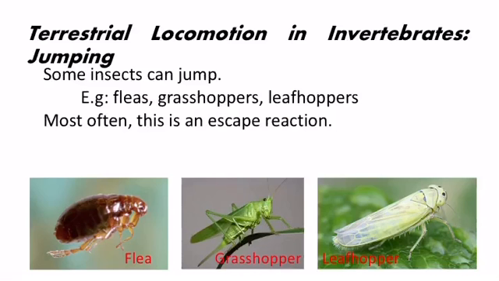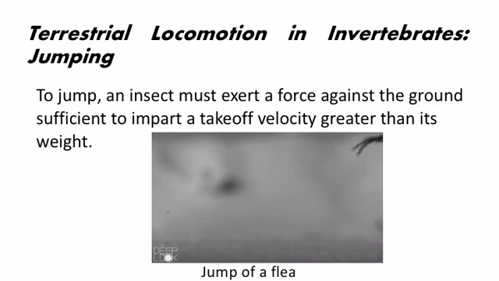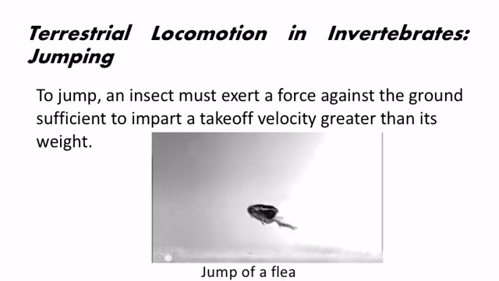Some insects can jump, for example fleas, grasshoppers and leafhoppers. Most often jumping is an escape reaction. The animals which exhibit jump can also walk or fly. To jump, an insect must exert a force against the ground sufficient to impart a takeoff velocity greater than its weight.